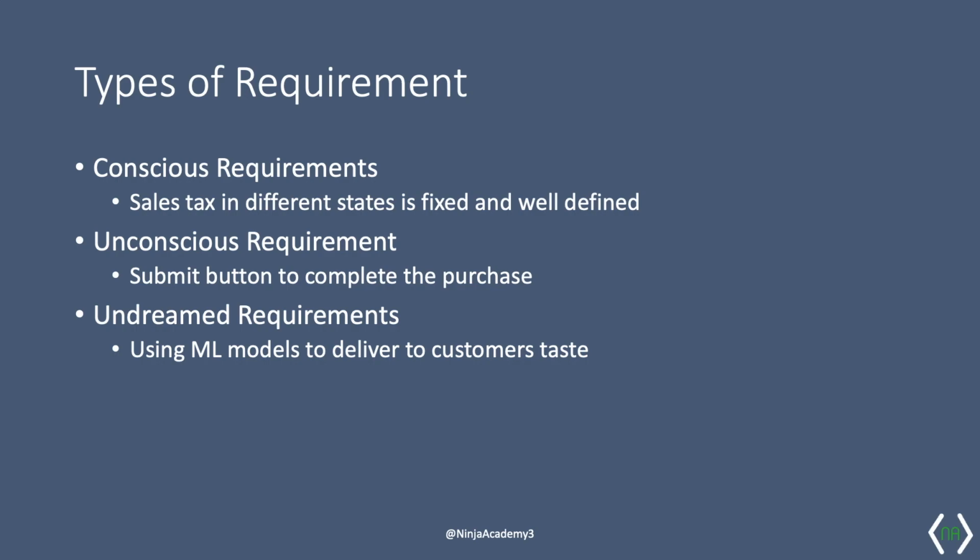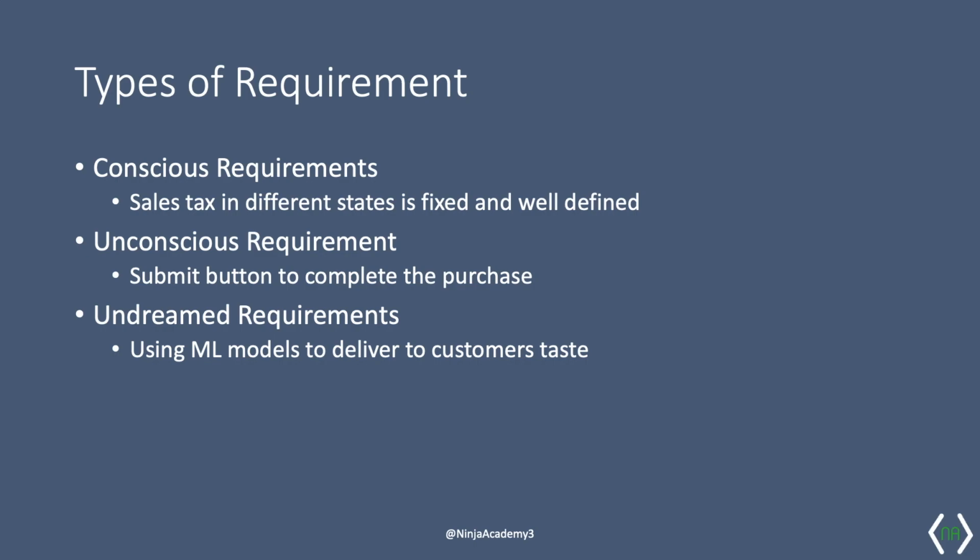Now let's look at the types of requirements. There are broadly three types of requirements: conscious, unconscious, and undreamed requirements. Conscious requirements are those that the stakeholders are particularly aware of. For example, rules for sales tax calculation in stores in different states is known to everybody. The unconscious requirements are those where the stakeholder knows the requirement so well that he or she thinks that it's not worth mentioning. For example, a submit button to complete the purchase in an online store.